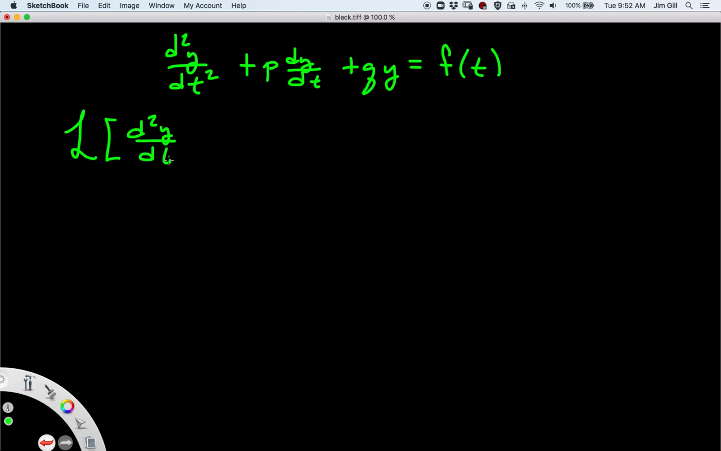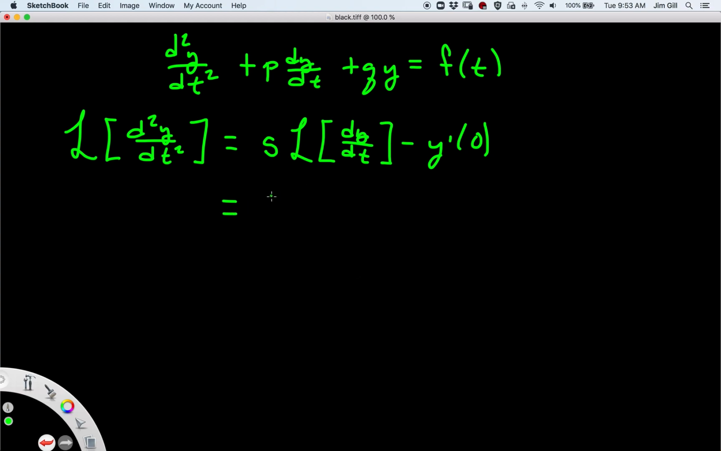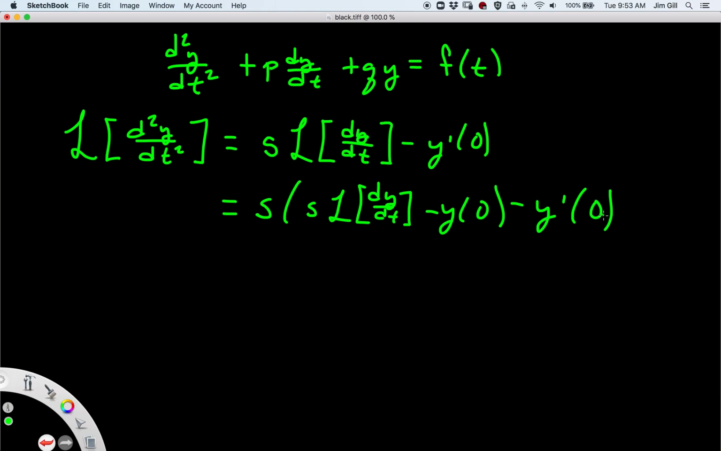Now, this may seem hopeless, except if we remember, a second derivative is just a derivative of a first derivative. So using the Laplace transform property for derivatives, we get s times the Laplace transform of the first derivative, dy over dt, minus the derivative's value at 0, and then we just iterate and do this again using the Laplace transform rule for derivatives. We get that. So we have s times the quantity, the Laplace transform of dy over dt, minus y at 0, and then subtract from that y prime.